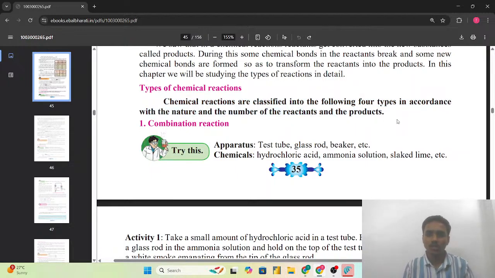Chemical reactions are classified into four different types. On what basis? This is also one of the questions which gets asked. We are classifying them in accordance with the nature and the number of reactants or products in the chemical reaction. So we can see here the combination reaction. The first reaction is the combination reaction.